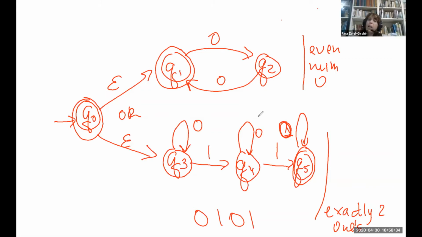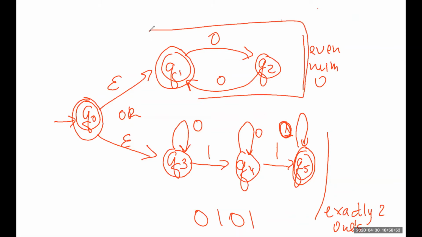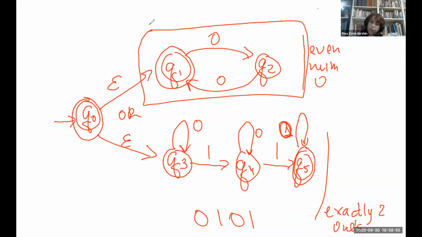Oh, okay. Should it be only even number of zeros? In the bottom? No, it's the upper part here. Okay. Yeah. What about it? Rina, you're really cut off. Okay. Can you hear me now? Yeah, you're just on and off.